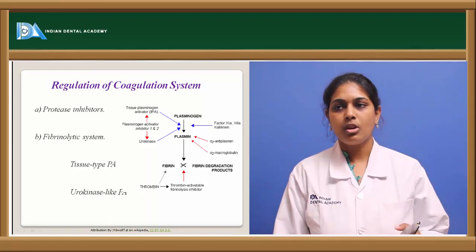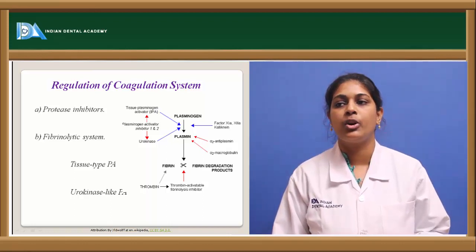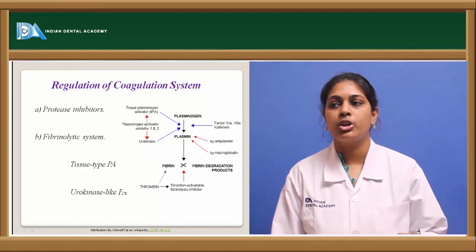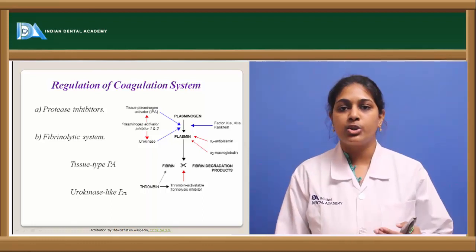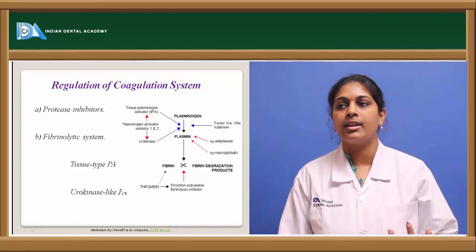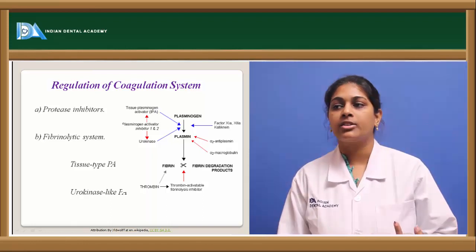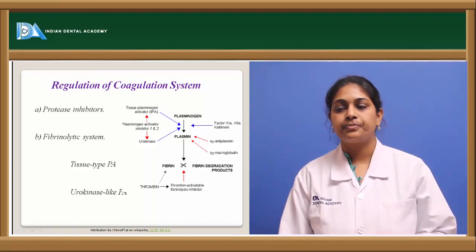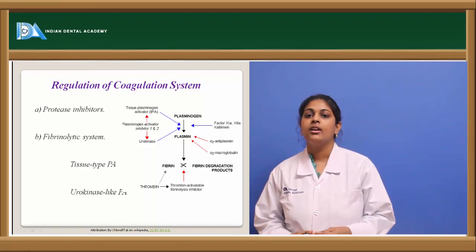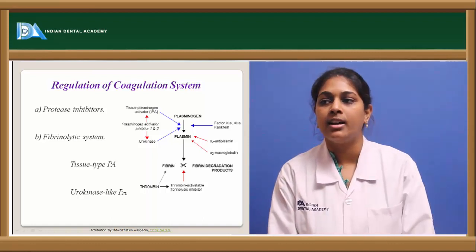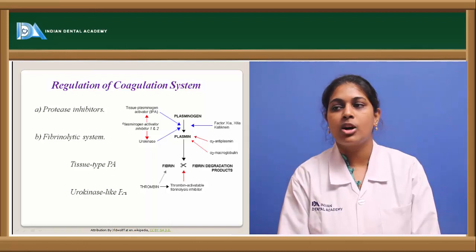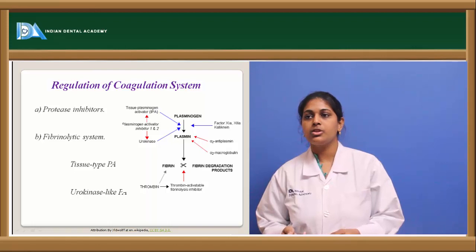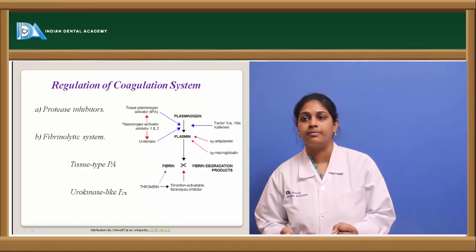These also release an enzyme known as urokinase, which also has a function in mediating the activation of plasminogen to plasmin. The other factors which regulate the coagulation system are factor 11A and factor 12A. These are the activated factors. And this plasmin is also inhibited by alpha-2 antitrypsin and alpha-2 macroglobulin. So this is the regulation of the coagulation system.